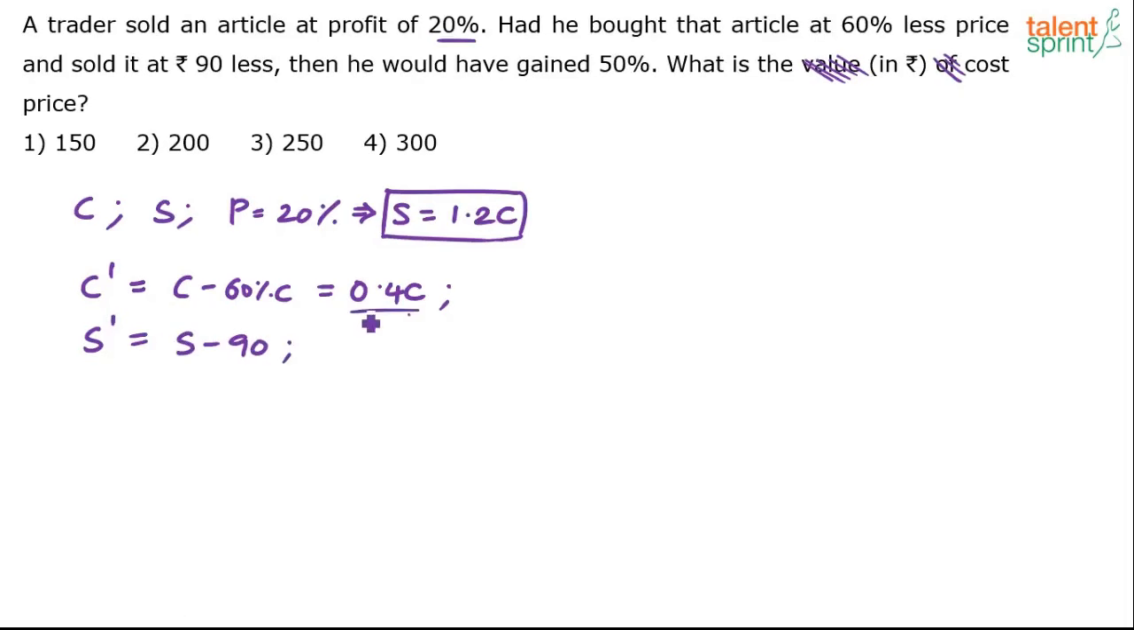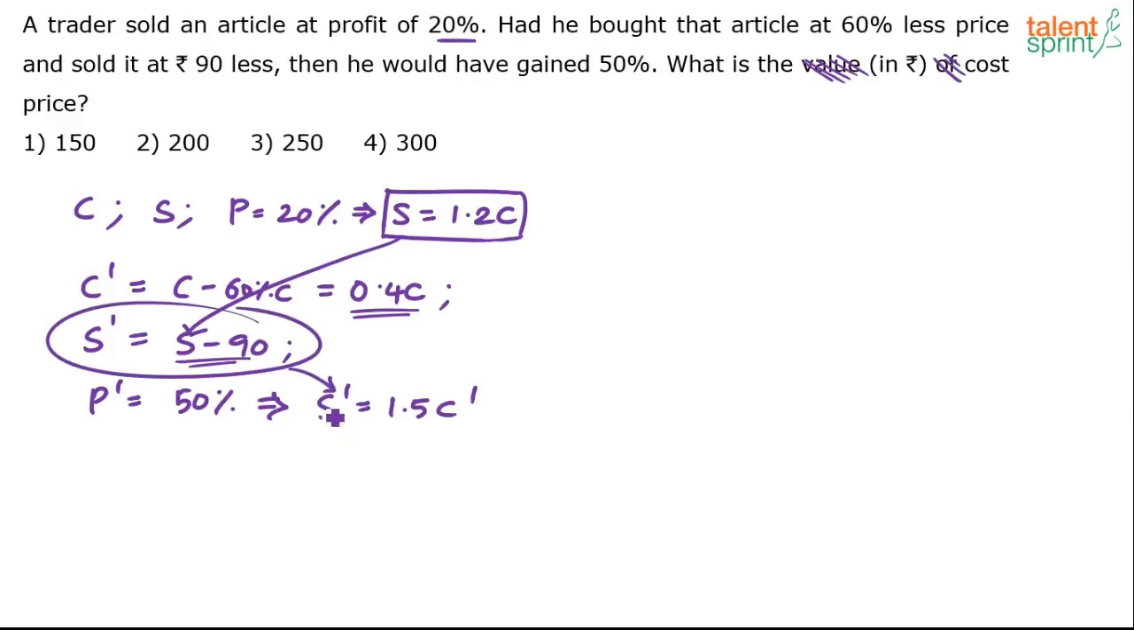So the new cost price is 0.4C. New selling price is S minus 90. He would have gained 50%. The new profit would have been 50%, which implies the new selling price S dash will be 1.5 times C dash. That's it. Now it's all about substitution. You know that S dash is S minus 90, but S is 1.2C. So first substitute S equals 1.2C, and then substitute this S dash in this place. So S dash is 1.2C minus 90, and this equals 1.5 times C dash. What is C dash? 0.4C.